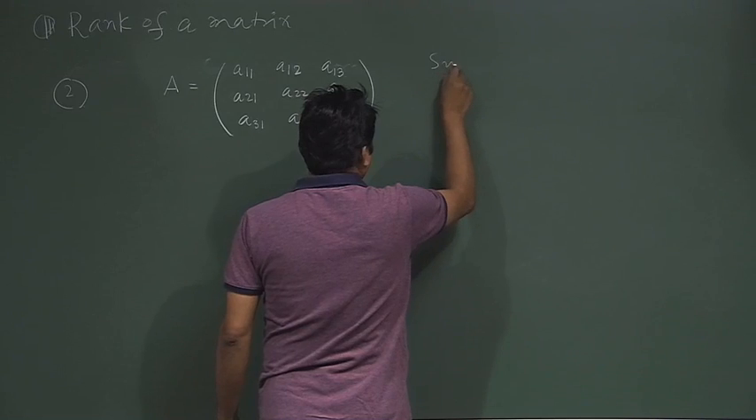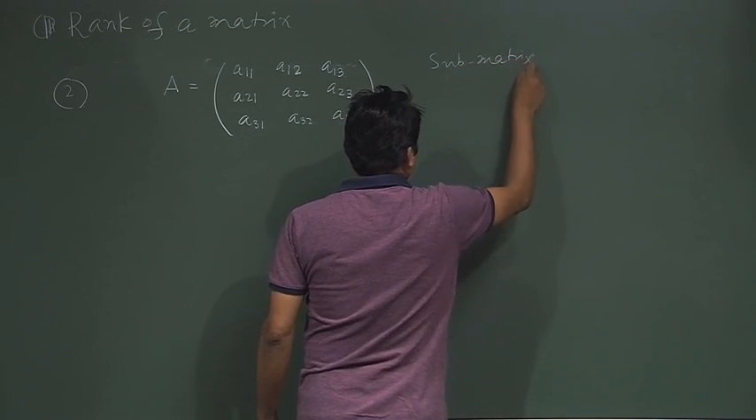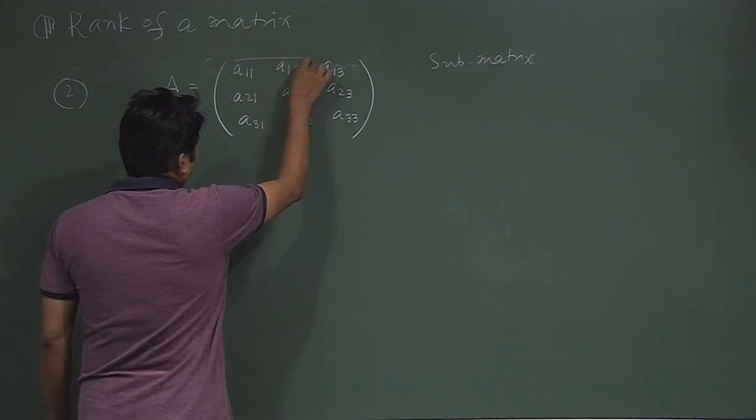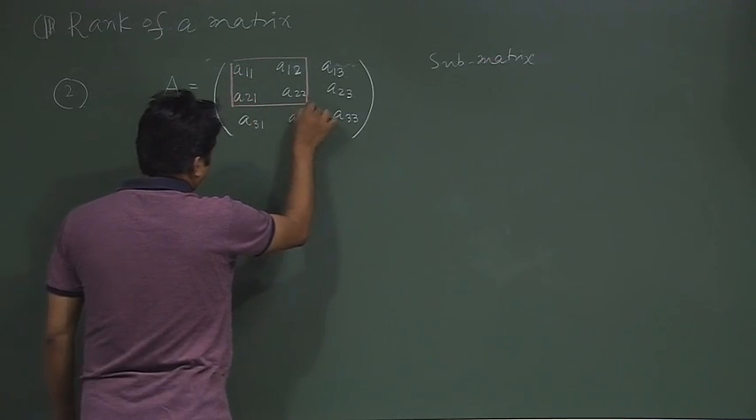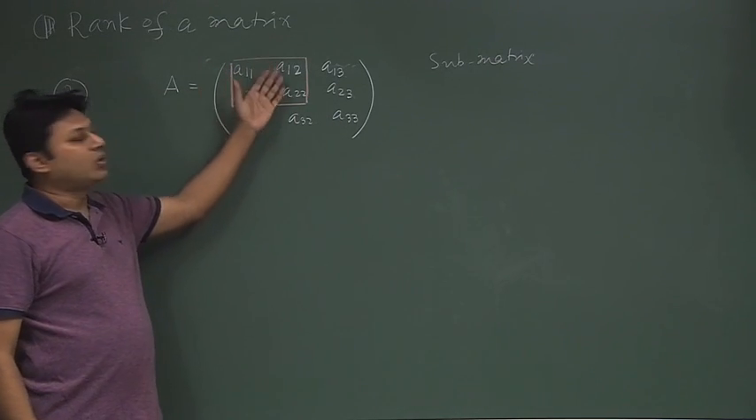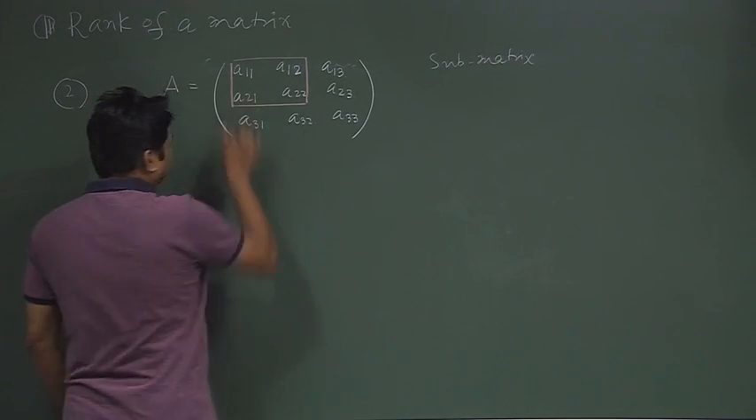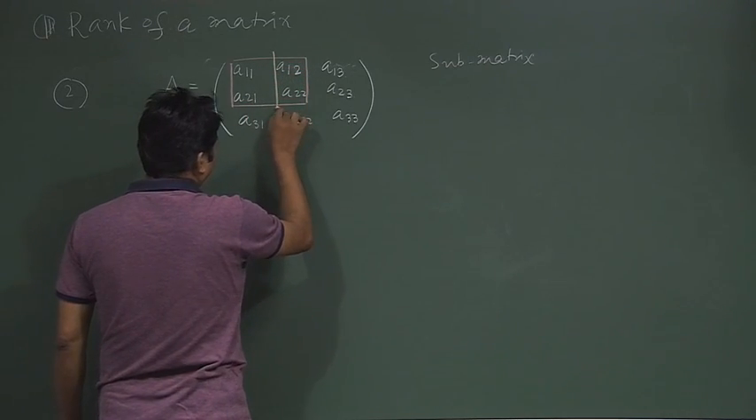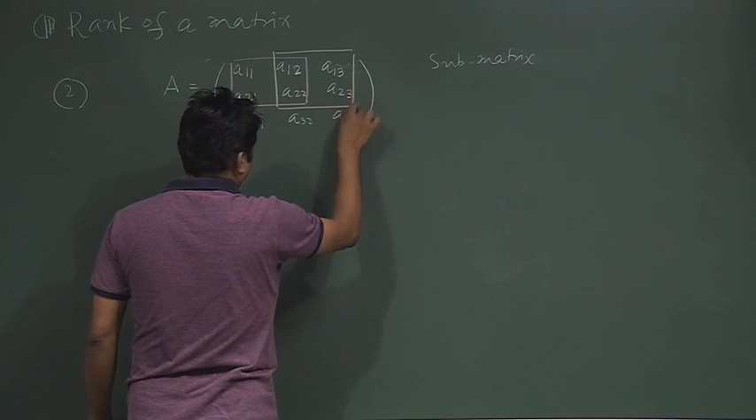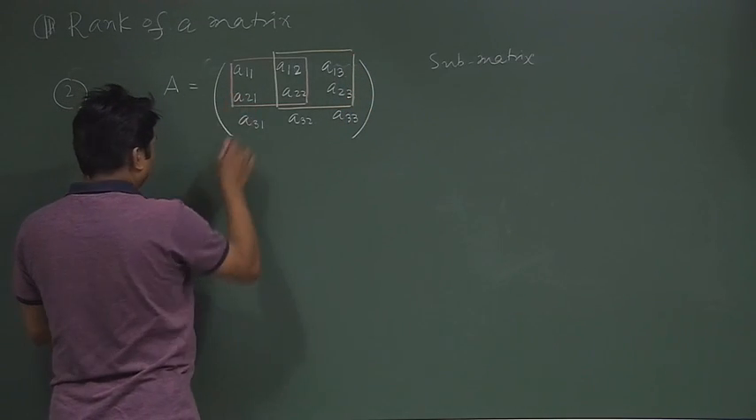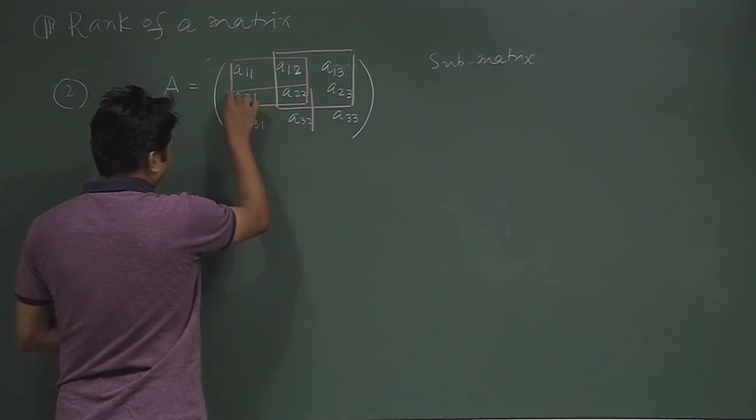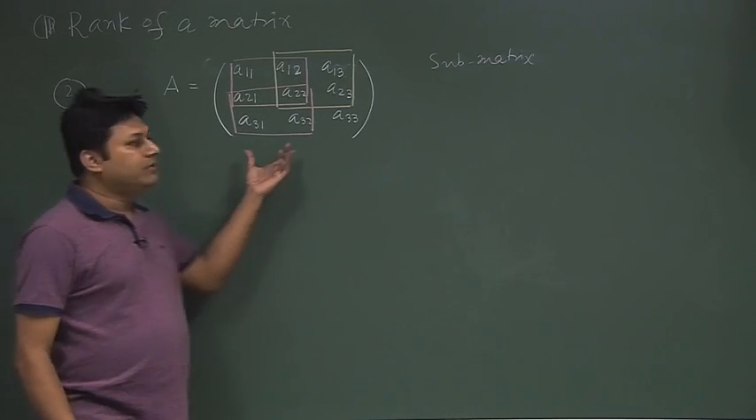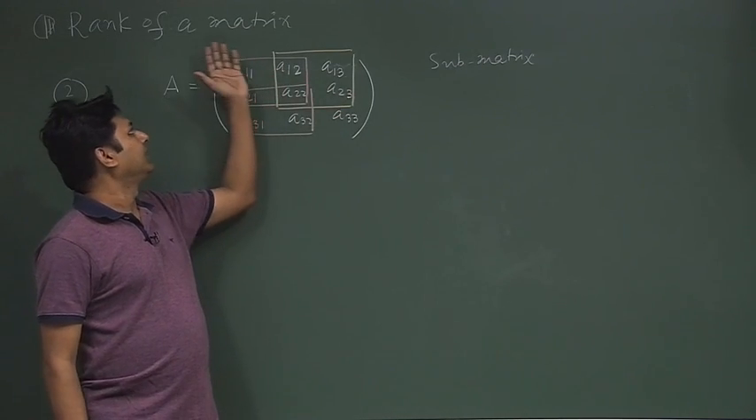What is a submatrix? This is a matrix, but you can find that these elements can form an individual matrix, we call it a submatrix. In the similar way, this can also form a submatrix, and this can also form a submatrix, and so on. So there are many submatrices one can form from a given matrix, and these submatrices are important also in understanding the rank of a matrix.